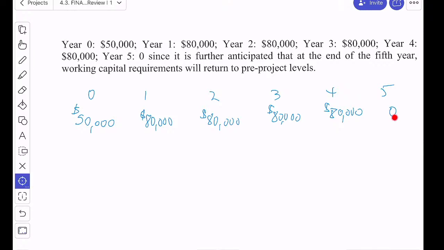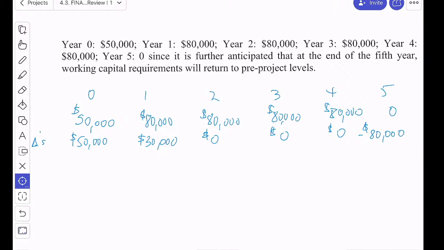And so by the end of the 5 years, you release the value withheld in net working capital to the other projects of the firm or to the firm. So what does that mean in terms of changes? Up front we need 50,000. Then we need an additional 30,000, but nothing else. We're going to stay with 80,000 throughout the duration of the project, and then release back to the firm. Okay? So to calculate this, I just took 80,000 minus 50,000 to get the difference, and then 80,000 minus 80,000.